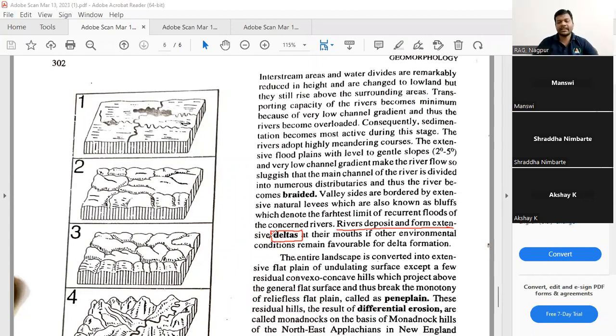In India we have the largest delta in the world. Which is the largest delta in the world? It is the Sundarbans. The delta is so large that one entire country lies within it, which is Bangladesh. Bangladesh lies completely inside the Sundarbans. So these kinds of deltas can be so extensive and so large.